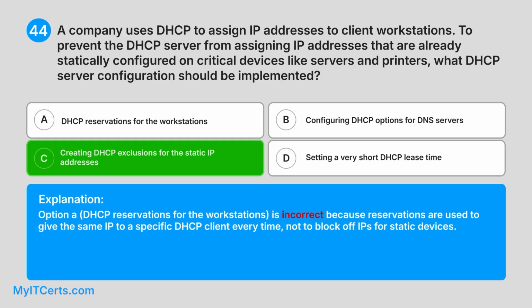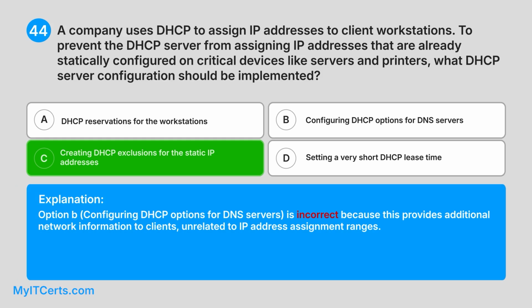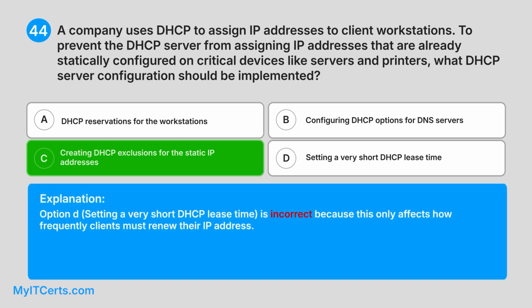Option A, DHCP reservations for the workstations, is incorrect because reservations are used to give the same IP to a specific DHCP client every time, not to block off IPs for static devices. Option B, configuring DHCP options for DNS servers, is incorrect because this provides additional network information to clients, unrelated to IP address assignment ranges. Option D, setting a very short DHCP lease time, is incorrect because this only affects how frequently clients must renew their IP address.